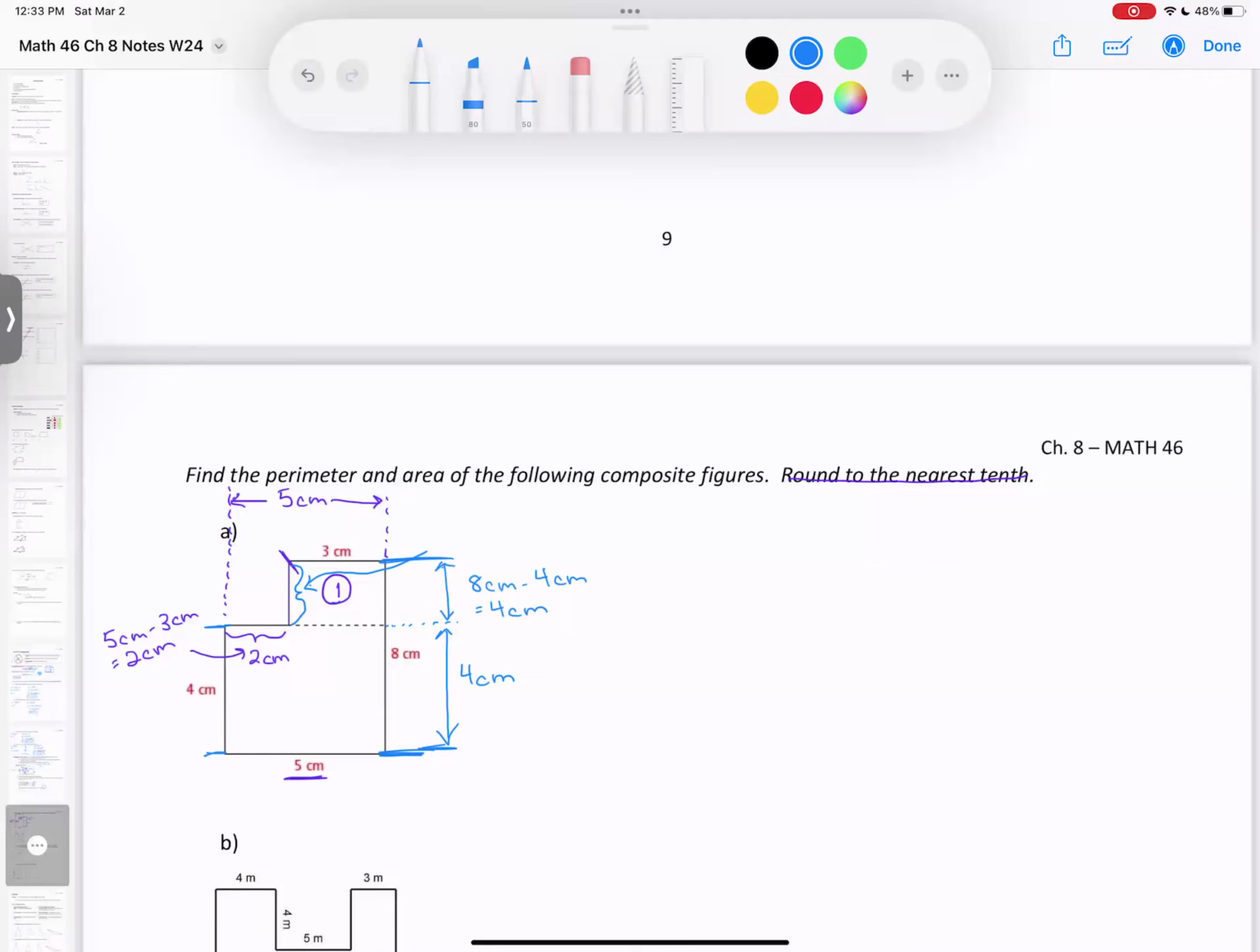Now we have all of our lengths, so we can add them up. Perimeter is going to be 3 plus 8 plus 5 plus 4 plus the 2 we figured out and plus the 4 we figured out. Let's add those all together. I'm going to use my calculator. And I did that wrong. Let me try again.